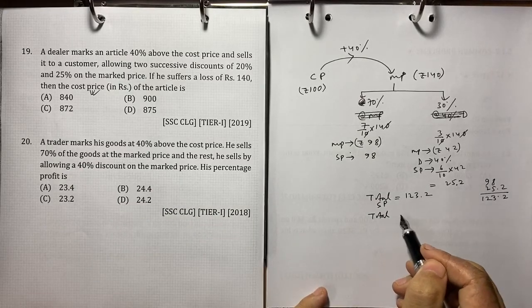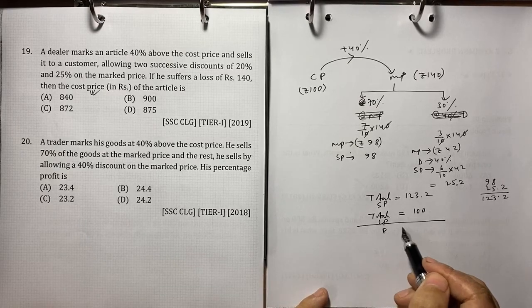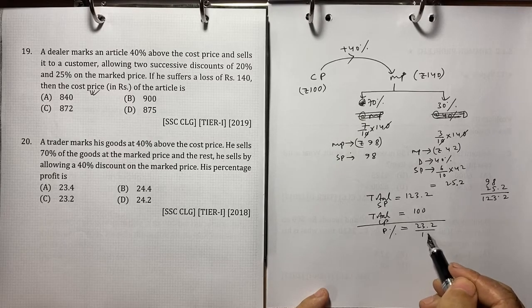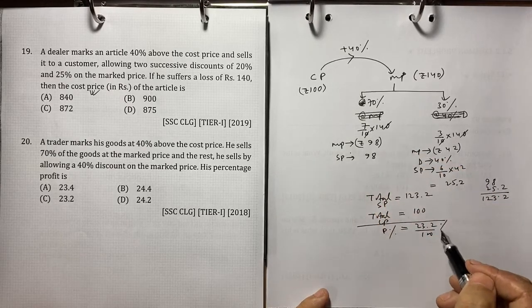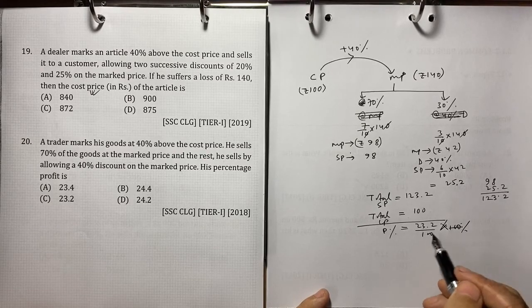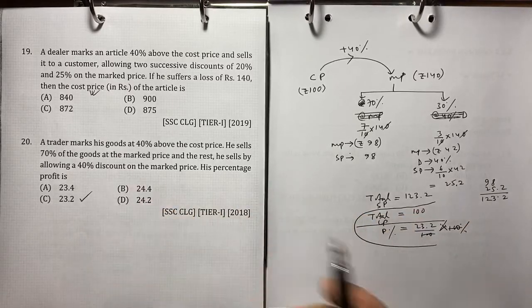Total CP is 100, so the profit is 23.2. To calculate the percentage, divide the profit, 23.2, by 100 and into 100%. So that is the extra explanation involved.